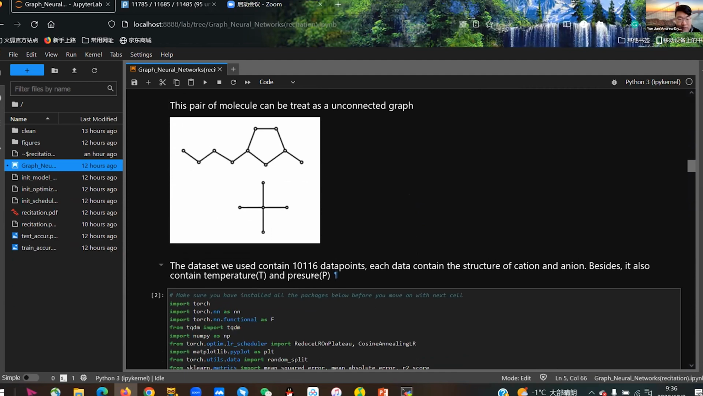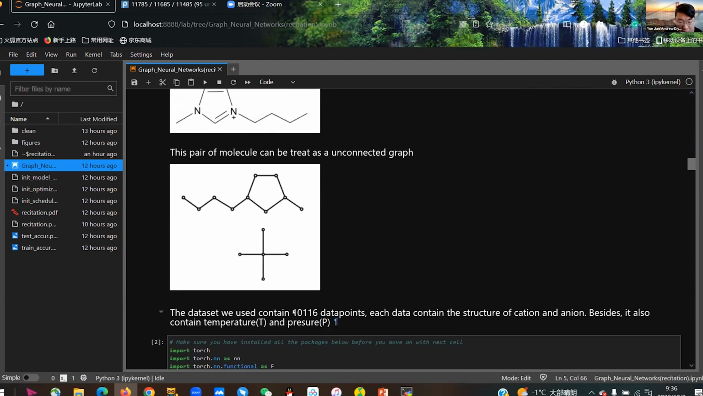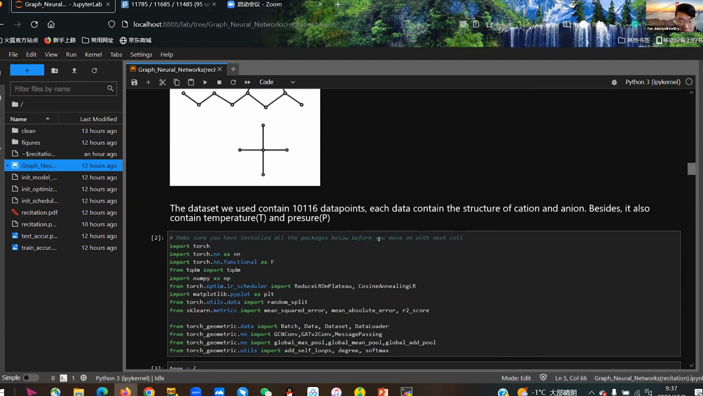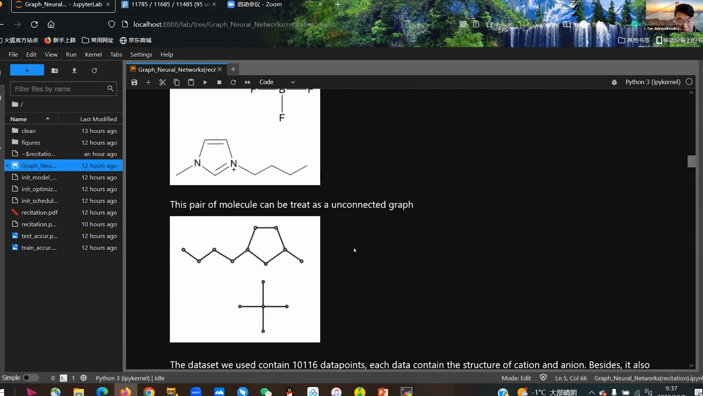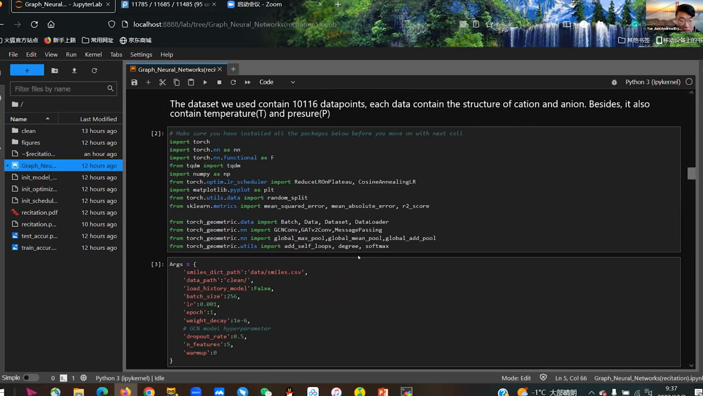And the dataset we're using contains 10,000 data points. Each data point contains the structure of the cation and anion, which is the graph here. And it also contains the temperature and the pressure. The following code is doing the training and the property predictions for the ionic liquids.